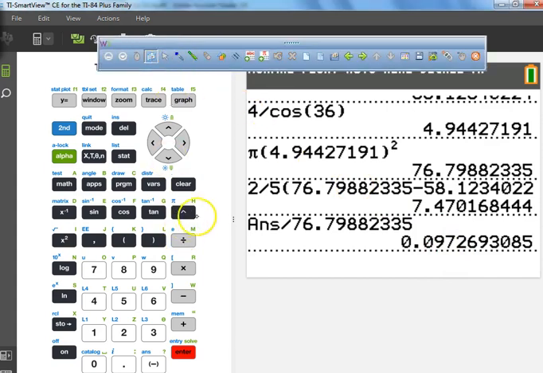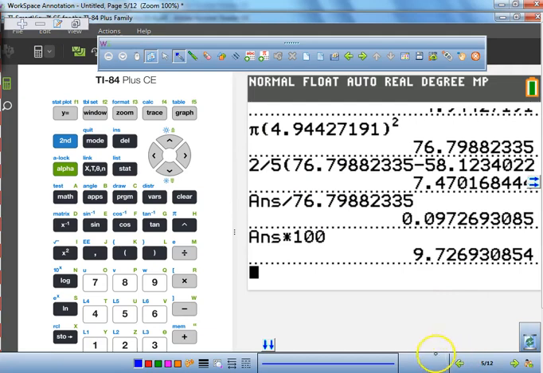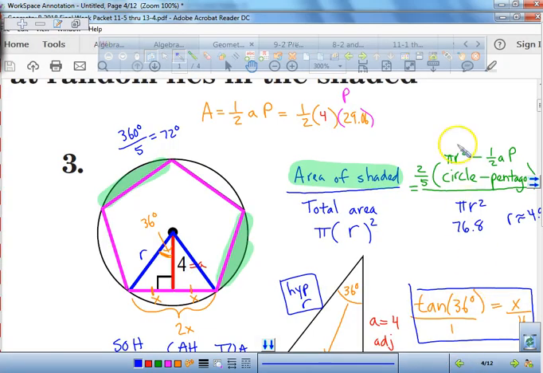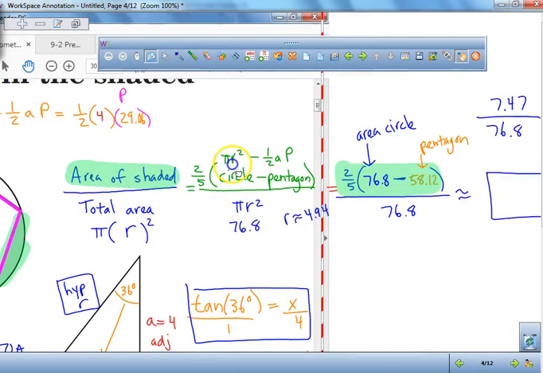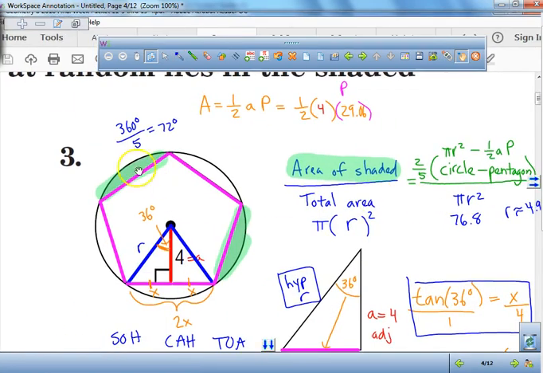If I take that answer and multiply it by what? 100. And 9.72. I'm sorry, 9.73. Your final answer for this problem is, everybody, 9.73% chance of hitting here or here.